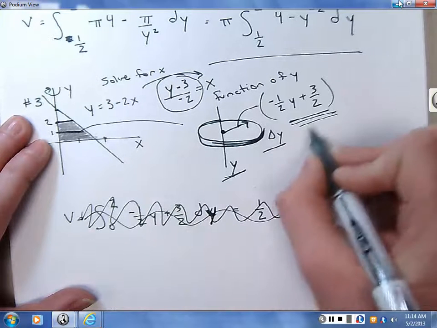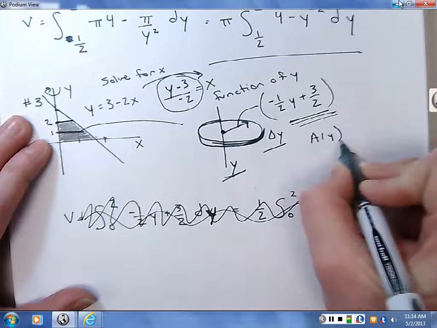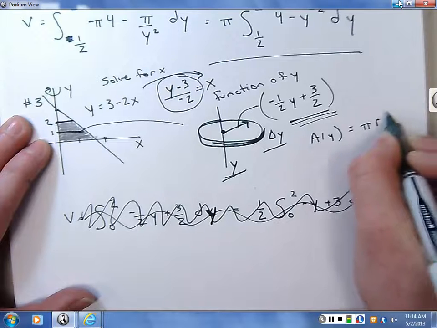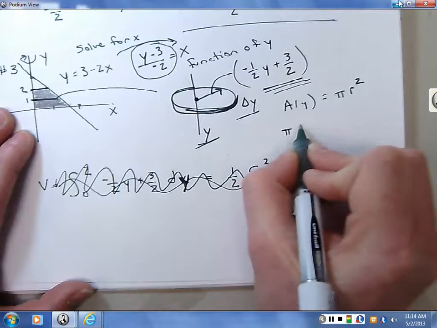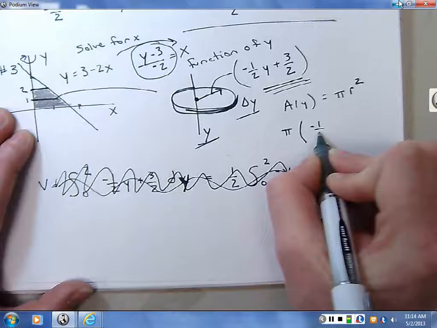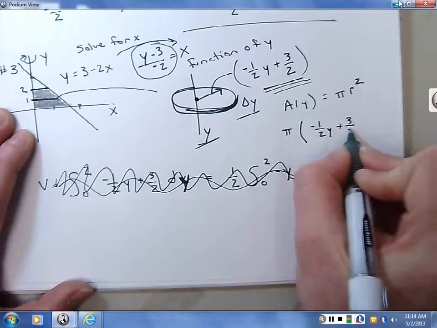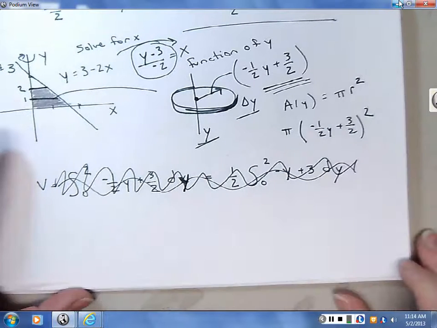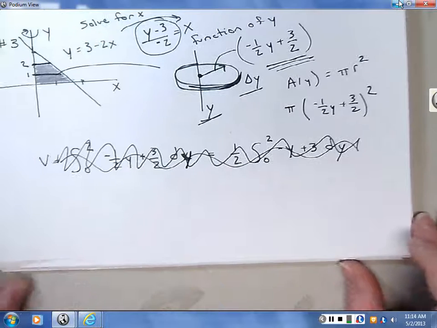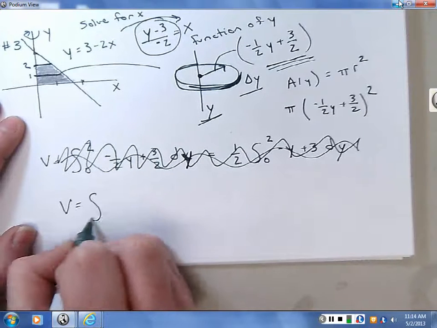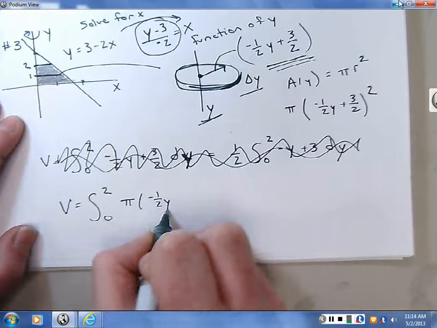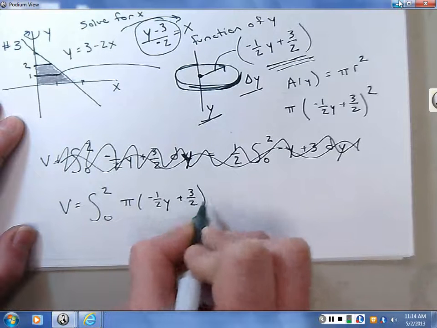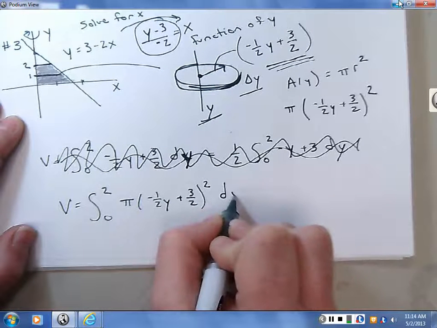So the area in terms of y is going to be pi r squared, right? So I have pi times minus 1/2 y plus 3/2 squared. That's my area function. That's what I need to integrate. So my volume goes from 0 to 2 of pi times (minus 1/2 y plus 3/2) squared dy.